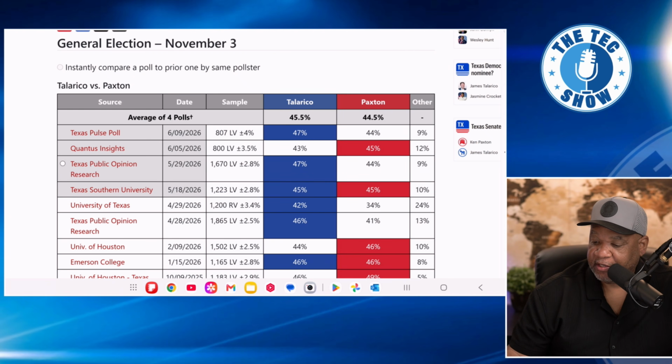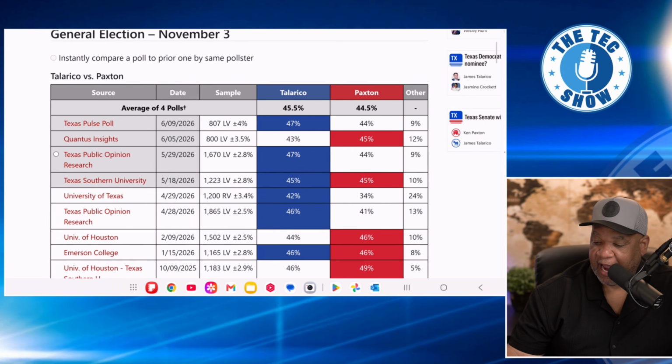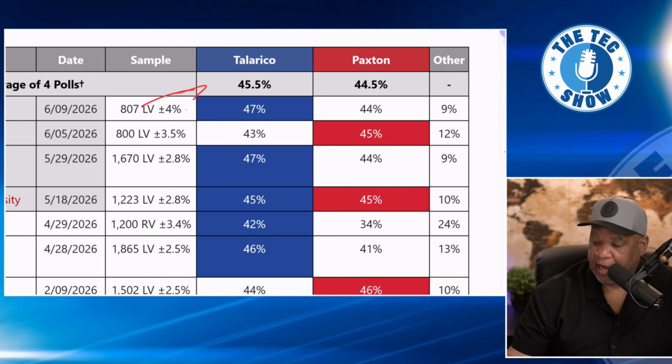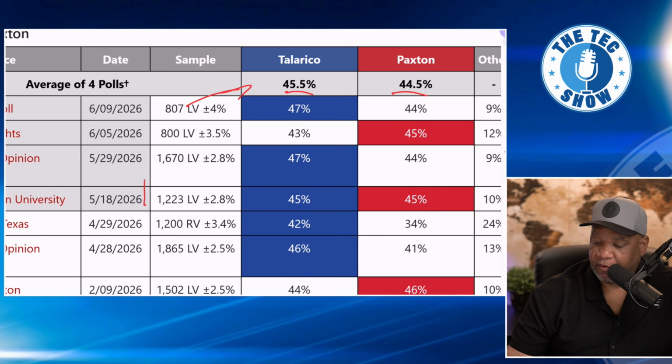Okay, so let's go ahead and get right into the polling here. So we're looking at 270 to win. Let's look at the average first. So it's up here, it's at the top. And so you see Talarico at 45.5%. You have Paxton at 44.5%. Now they've taken the last four polls here and averaged it. That's where you're getting that number from.